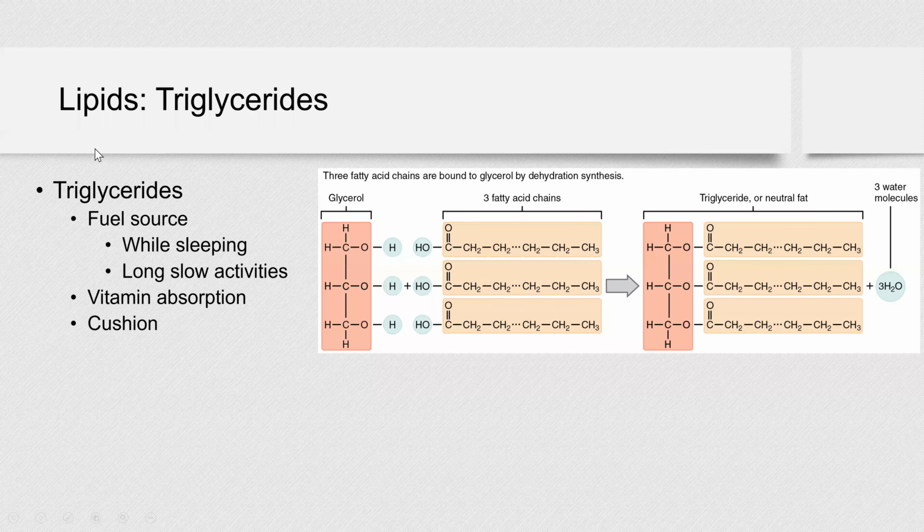Now, lipids are a very diverse group. So right now we're just looking at triglycerides. Triglycerides are also a source of fuel. Mostly you use your fat when you're sleeping or when you're doing long, slow activities. So if you want to lose weight, you need to exercise for a long time. It doesn't need to be very strenuous exercise. It can be slow activities, but you need to exercise for at least half an hour, more than half an hour.